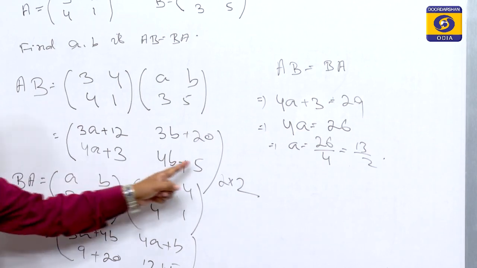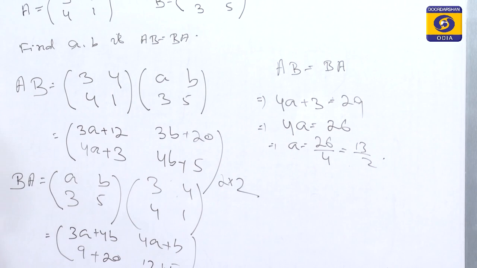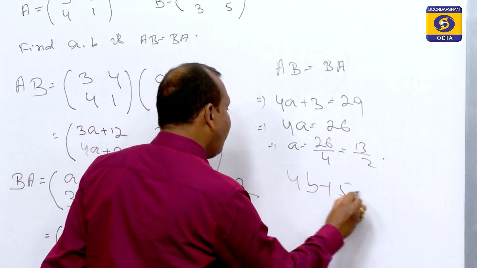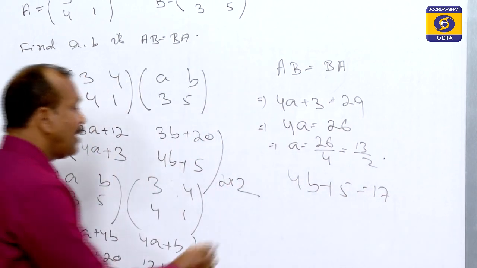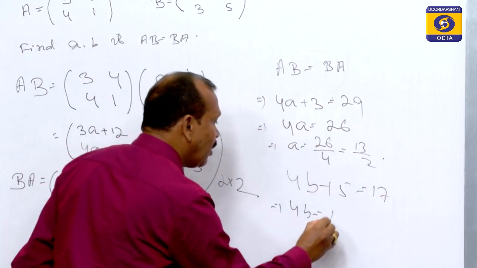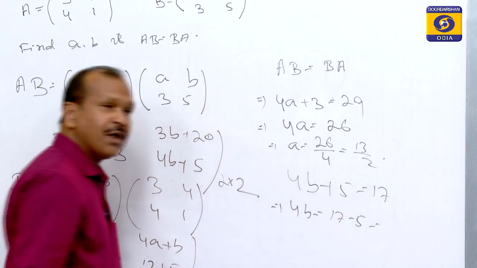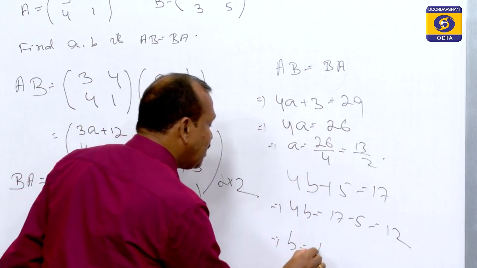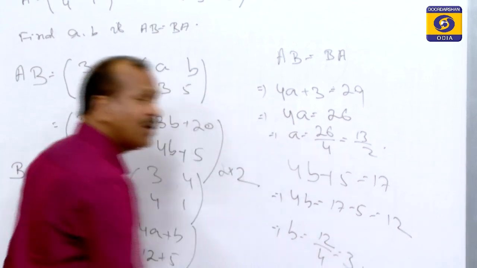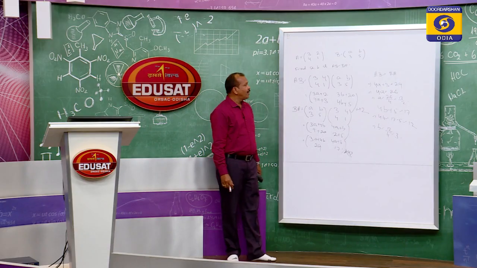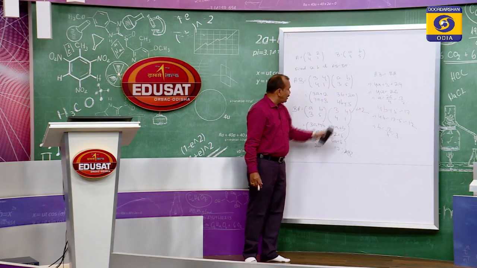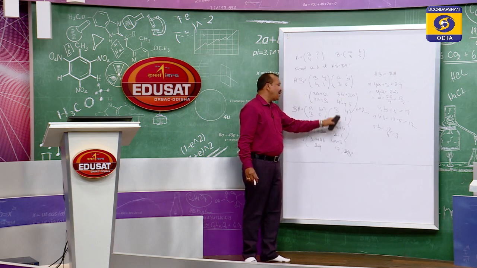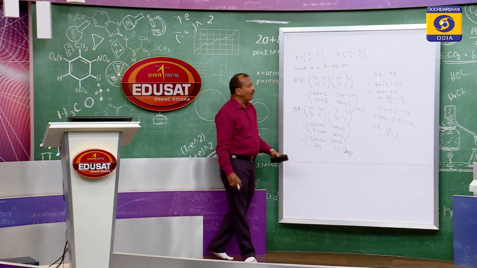Similarly, 4b plus 5 is equal to 17. So this implies that 4b is equal to 17 minus 5, that is 12. So b is equal to 12 by 4, that becomes 3. Similarly, we take 3b plus 10 equal to the corresponding element. Now we can solve and find the values of a and b.